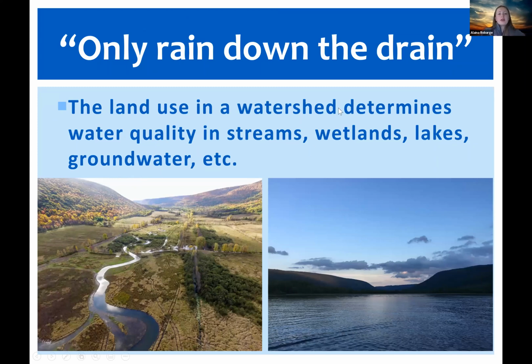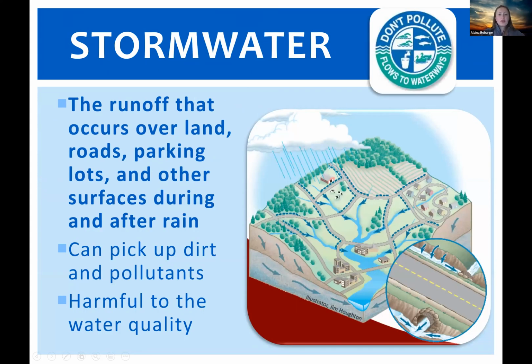Sometimes you hear the word stormwater and it's pretty self-explanatory, right? It's that water from our storms. But the thing is, it's the runoff that occurs over our land, our roads, our parking lots, and all other surfaces during and after rain and when our snow melts in the spring. The problem is, as it runs across these impervious surfaces, think of a parking lot or a roadway, it can pick up dirt and pollutants that we really don't want in our waterways, and that can really cause some harmful water quality issues.